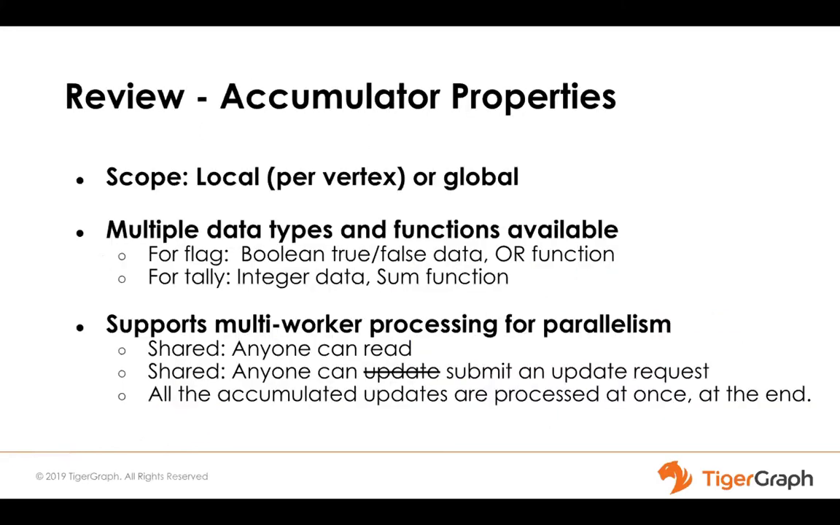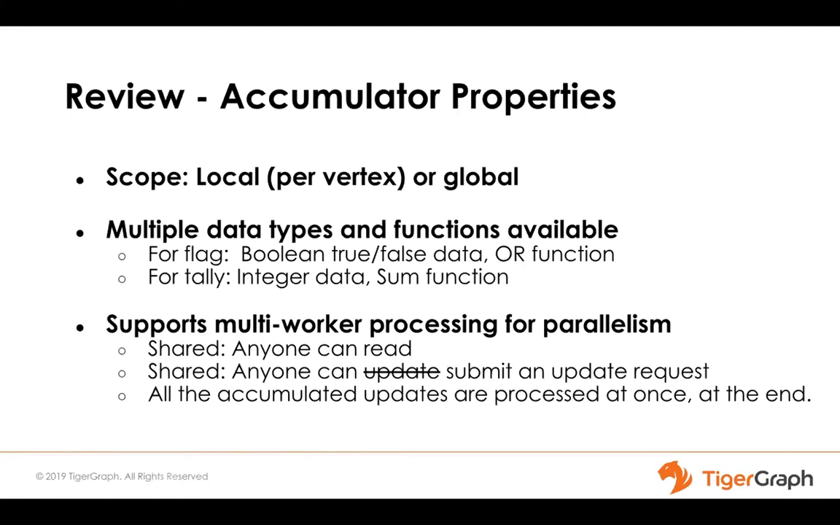So let's review what are the properties and features of accumulators. So there are 2 types of scope. You can have either local accumulators on a per vertex basis, or you can have global accumulators where there's just 1 copy. There are multiple data types and multiple functions available. We saw 2 types. We saw a Boolean one, true, false, with an OR function. The OR, in this case, since we're only setting it once, it's not really critical what the function is. And then we had, for the tally, we used an integer collector. We're storing integer data with a sum function.